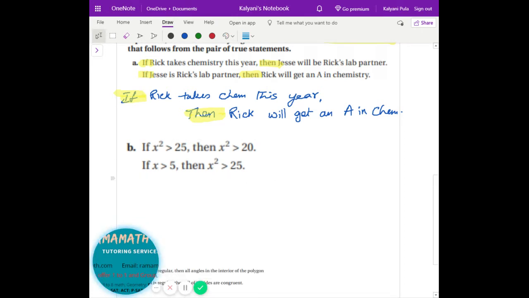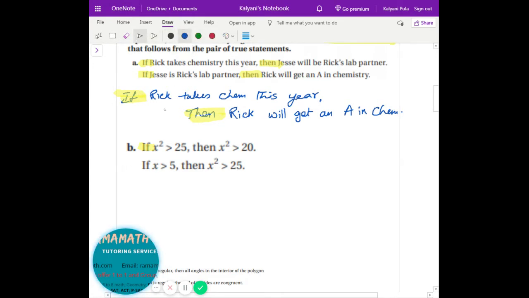I definitely like that. So if you look at it, if you take the first statement, and I say if x squared is greater than 25, then x squared is greater than 25, it doesn't make any sense. You're already saying that, it doesn't make any logical sense. So it's always better to ask, does it make sense or not?